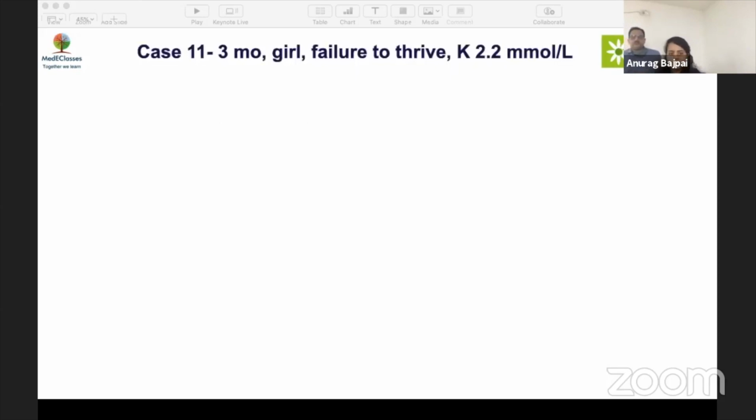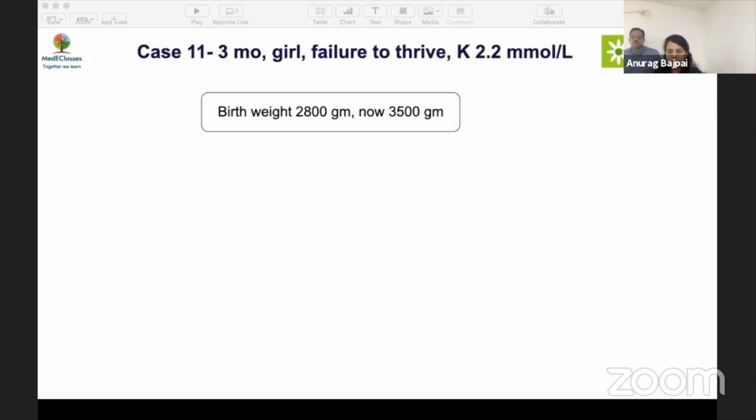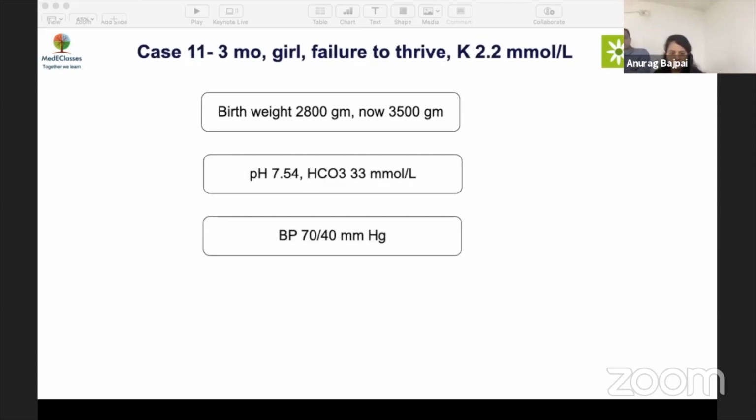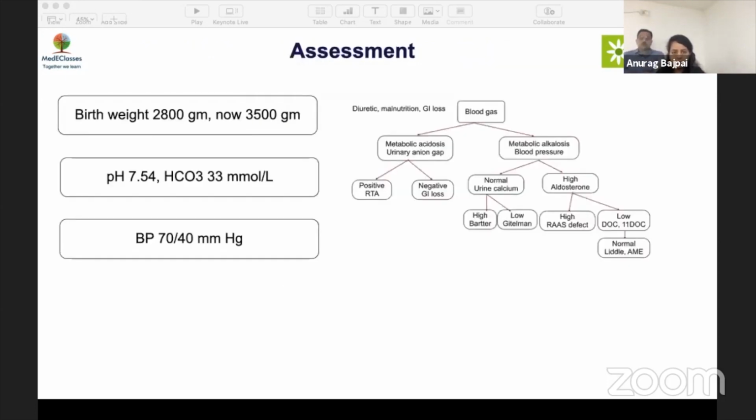Next case is a 3-month-old girl with failure to thrive. Potassium is 2.2 and there is significant weight loss compared to birth weight. Only 700 grams she gained in the 3-month period. There was metabolic alkalosis, pH of 7.54, and blood pressure is normal for her age. So I think this again is a case of persistent hypokalemic alkalosis that we are seeing from early onset after birth.